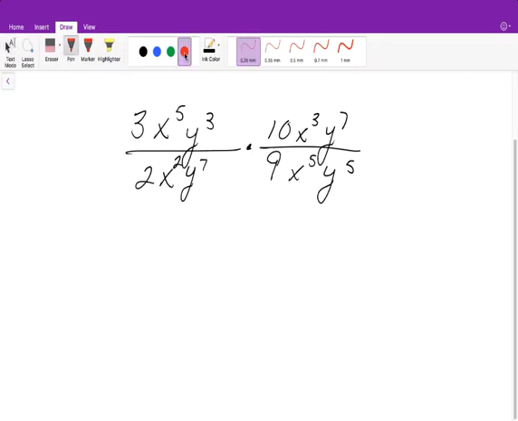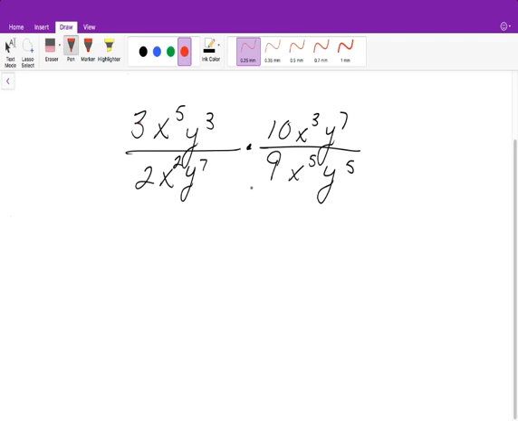We're asked to multiply these 2 fractions. The first thing we want to do is simplify. You could actually simplify at the end, but then you're going to be dealing with larger numbers, and it could be a little bit more challenging to simplify. So in this case, I do suggest that you simplify first.